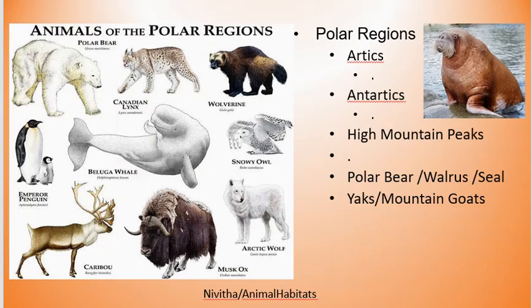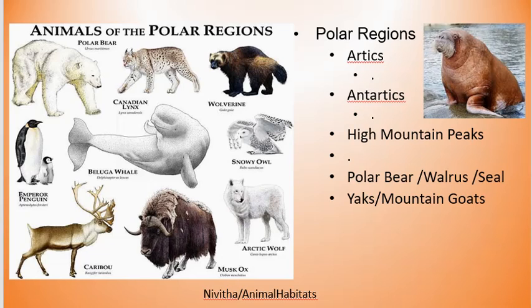Let us look at different types. The polar region: we know the Arctic Circle, the Antarctic Circle, the place where it is very cold, the northern and southern tips of the globe. Although the high mountain peaks, the Himalayas, etc. are very cold. So what type of animals do we find there? We find polar bears, lynx, wolverine, Arctic wolf, and we have our penguins and caribou. Most importantly, we have yaks and mountain goats.